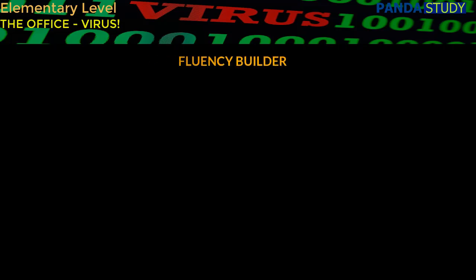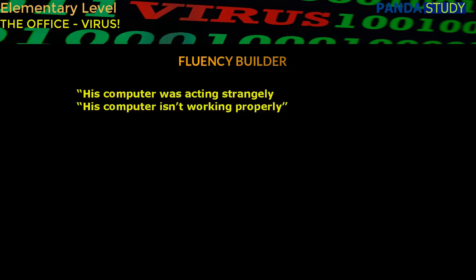Fluency Builder. Okay, so in this dialogue, we know his computer wasn't working. Right, so many students would probably say his computer was acting strangely. His computer isn't working properly. Exactly, and that's perfect and that's fine. Yeah, but there's a really great way to say it that we heard in the dialogue. It's acting up again. I love this phrase, it's acting up. Yeah, it sounds really natural.